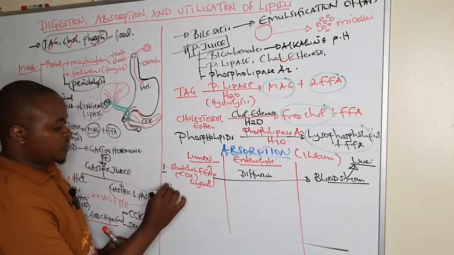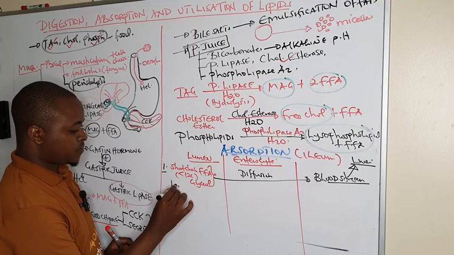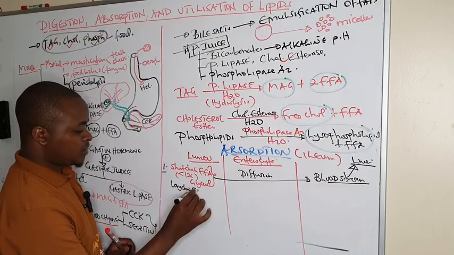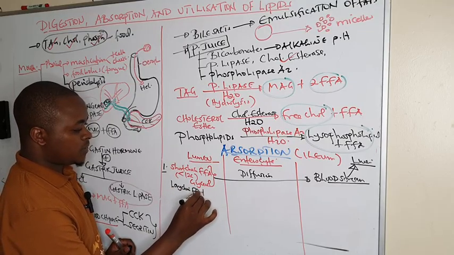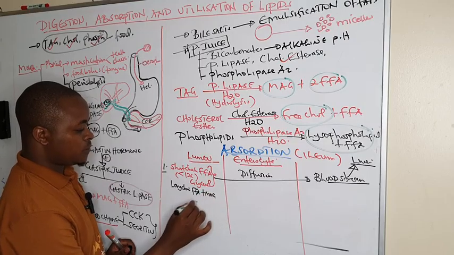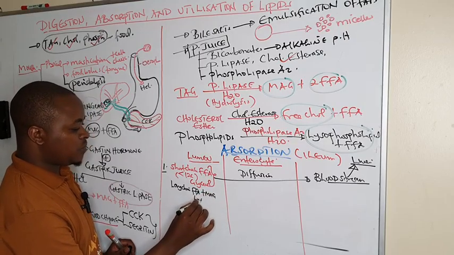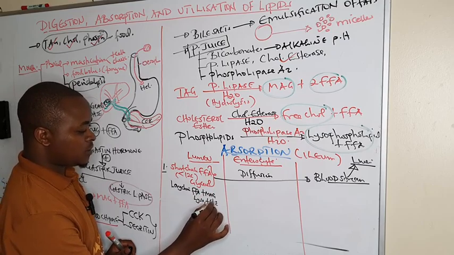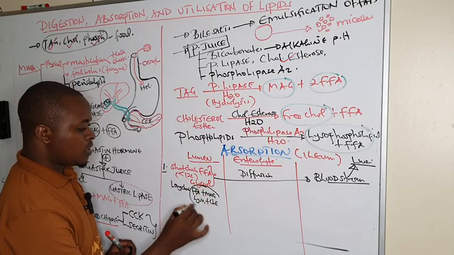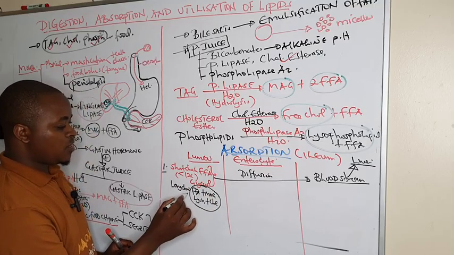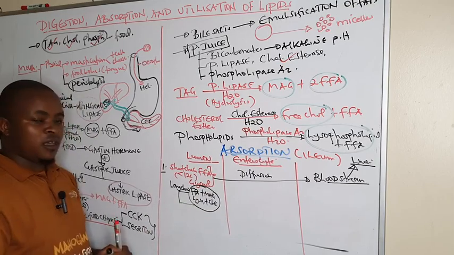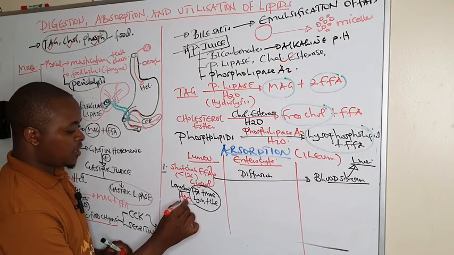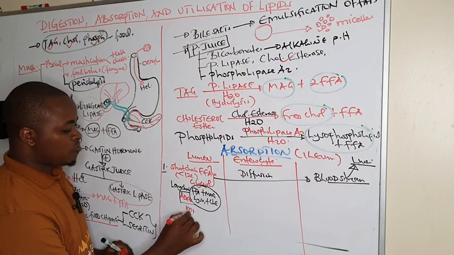Whereas the long chain fatty acids plus MAG, together with lysophospholipid plus cholesterol esters, these ones combine with vitamins A, D, E and K. They combine with vitamins A and D to form what we call mixed micelles.